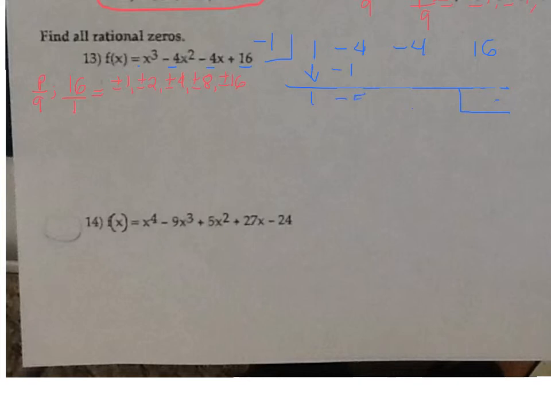That's -5 times -1, which is 5. That's 1 times -1, which is -1, and that's 15. So 1 doesn't work, -1 doesn't work. Now let's try the 2.